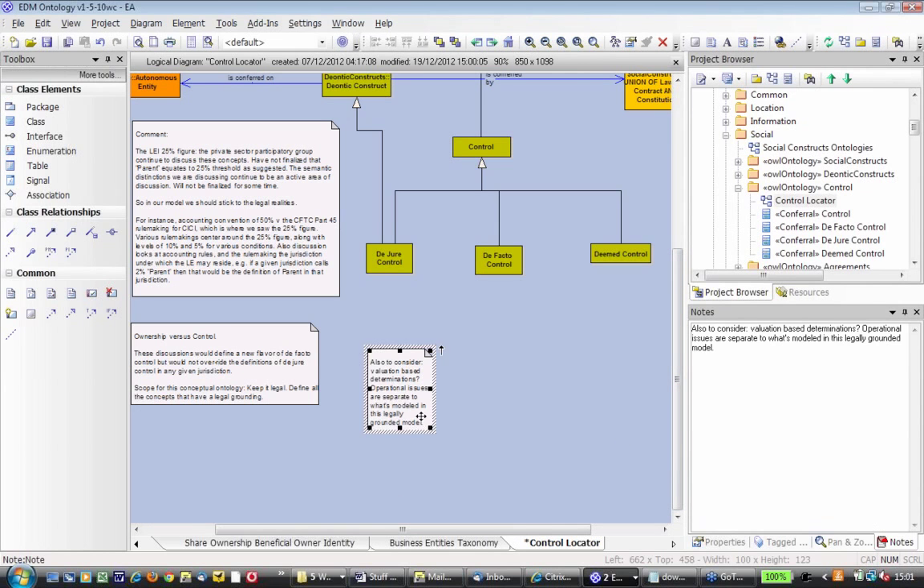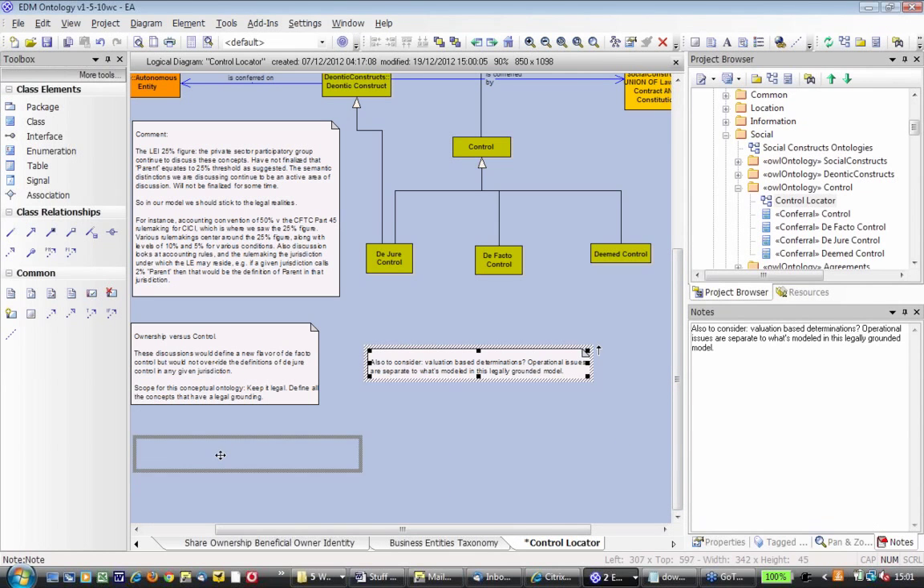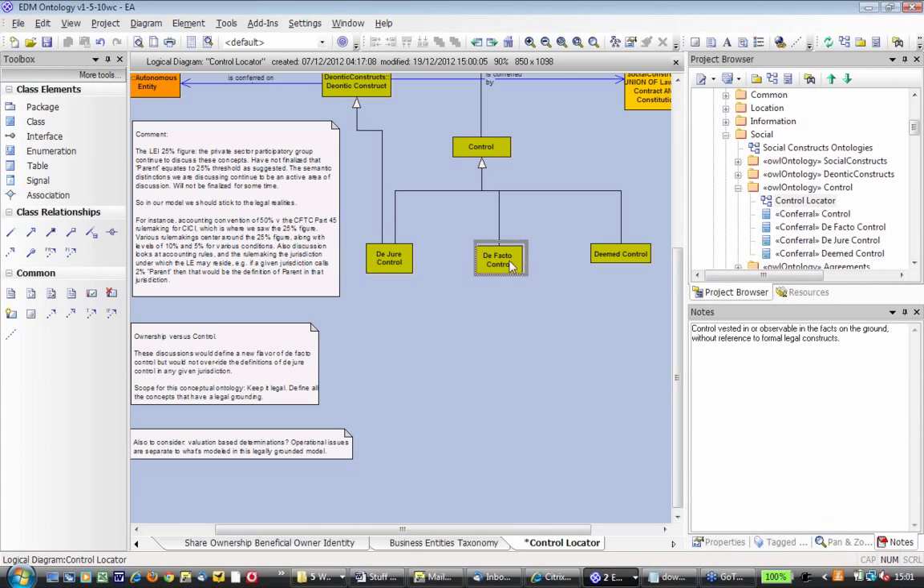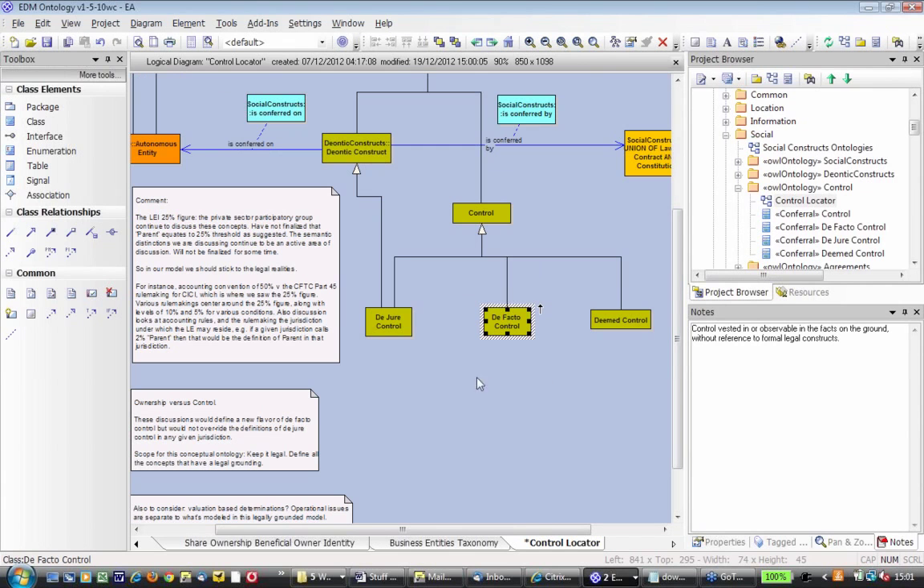So, agreed, Bill, but we're keeping it out of the business conceptual. That's a separate activity. Yep. Fantastic. Yeah, that's what I was saying. Yeah, thank you, Mike. That's what I was trying to say. Bill, you said it much better. So operational issues are separate to what's modeled in this legally grounded model.